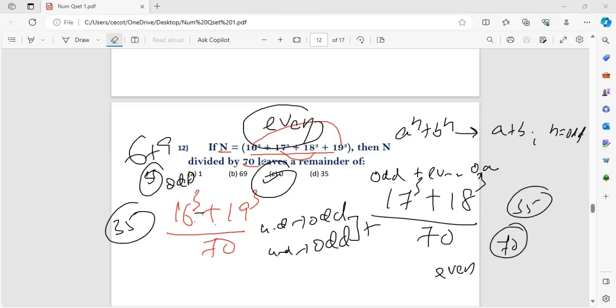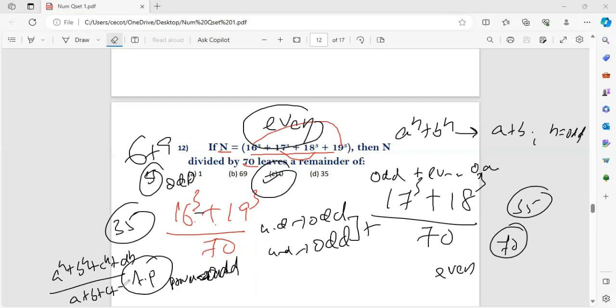If it's not clear, please rewind and hear it again. Now, there is one more logic over there. Observe the numbers. They are in AP, isn't it? So, if they are in AP and the power is an odd number, then a number of the form a power n plus b power n plus c power n plus d power n will be divisible by a plus b plus c plus d, provided a, b, c, d are in AP as well as the power is odd. So power is odd, so 16 plus 17 plus 18 plus 19 is actually 33, 51, 70. So divisible by 70. So answer will be option C, 0 remainder.